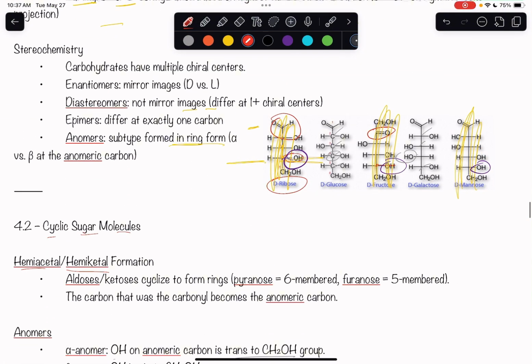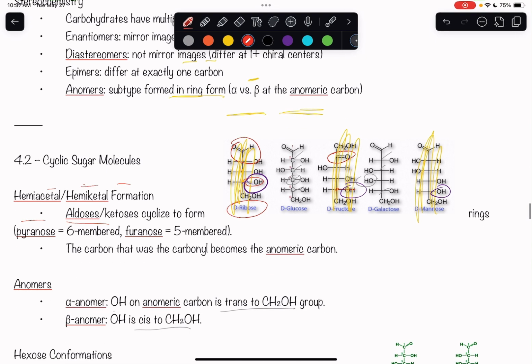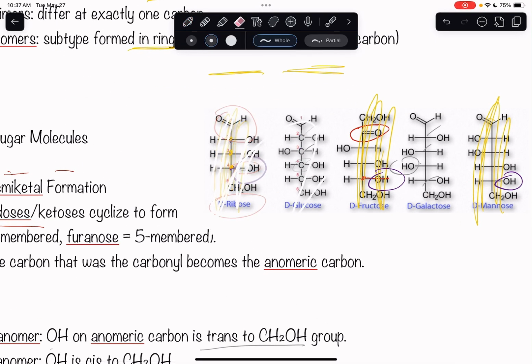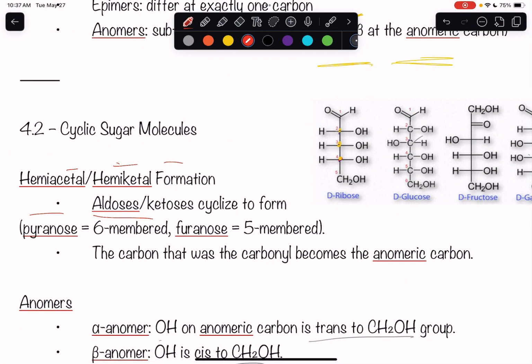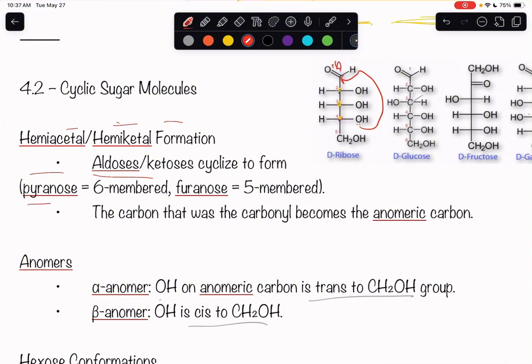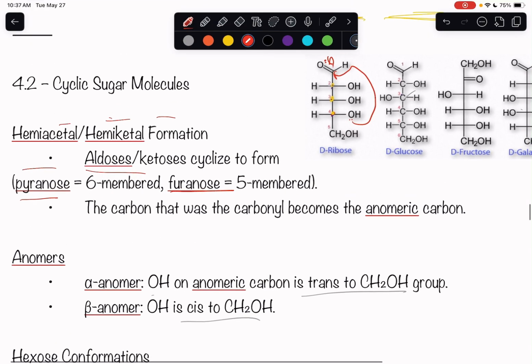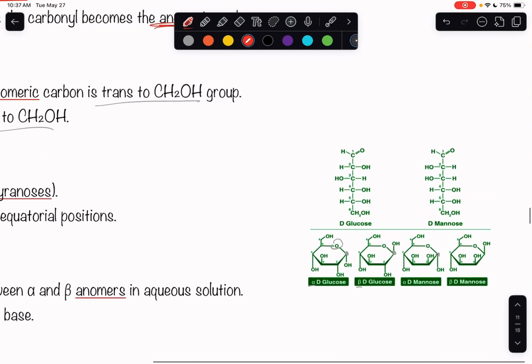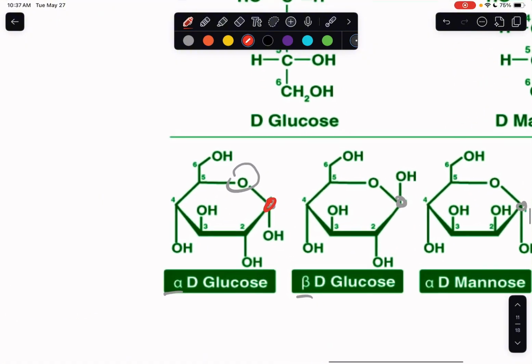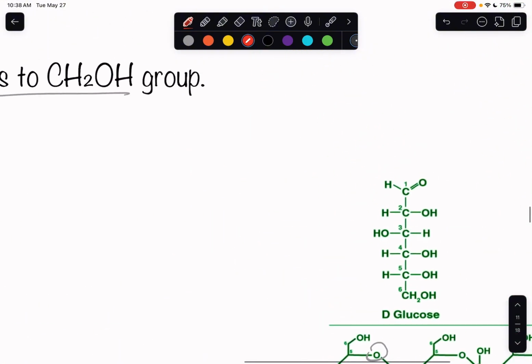So when we have these guys, your Fischer projection sugar molecules, they can form, they can become cyclic, and then you can connect your carbon there. So when that happens, you can make two different types of rings. A 6-membered ring is a pyranose, and a 5-membered ring is a furanose. So the carbon that was on the carbonyl becomes the anomeric carbon. And again, the anomeric carbon is going to be the carbon that is one away.